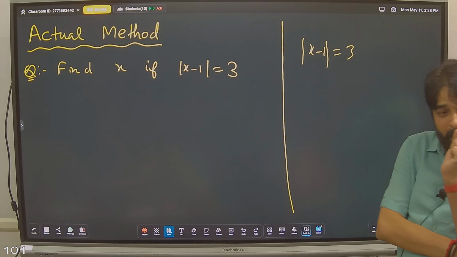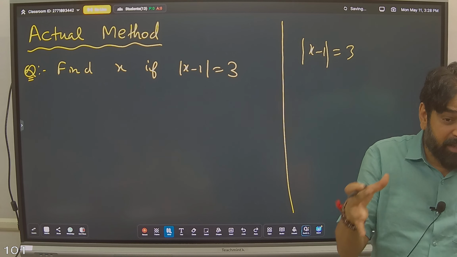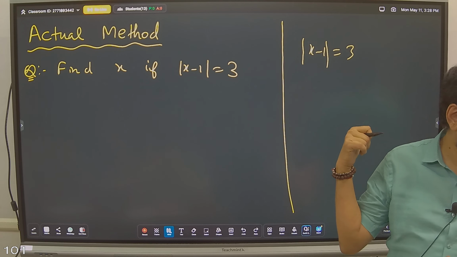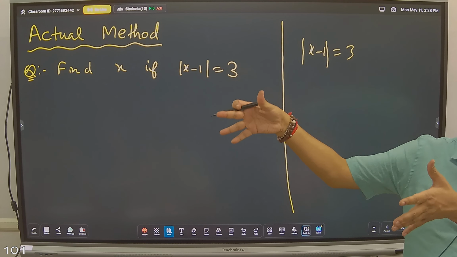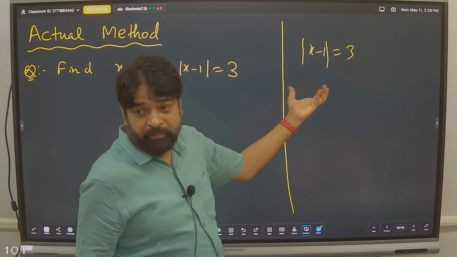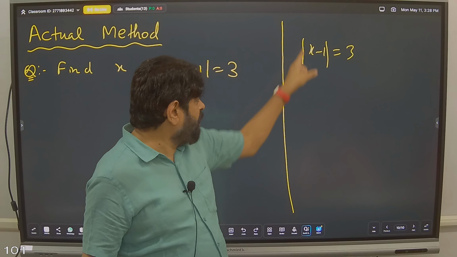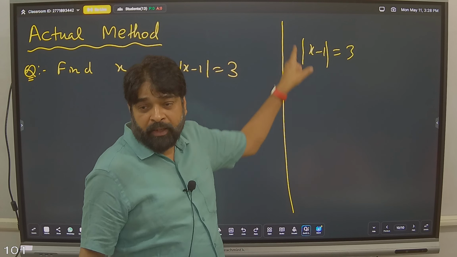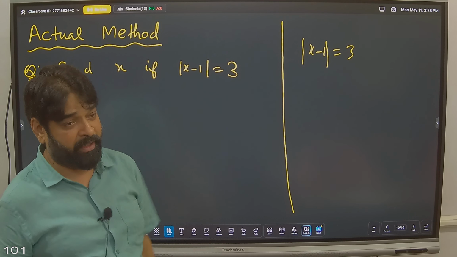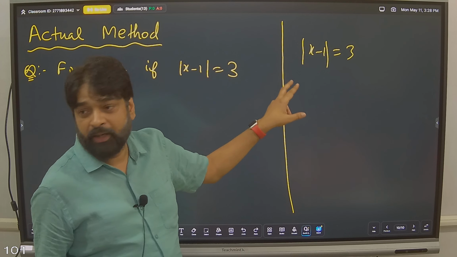Because my target is to get x, and my x is inside somebody else's house. Are you able to see? Mod is somebody else's house. I have to find x, but x is not freely available. It's inside this house. So if you want to catch him, first you have to kill this. This mod will go, then only you can reach x. Otherwise you cannot reach x, and my main target is to get x. Are you listening to my point?